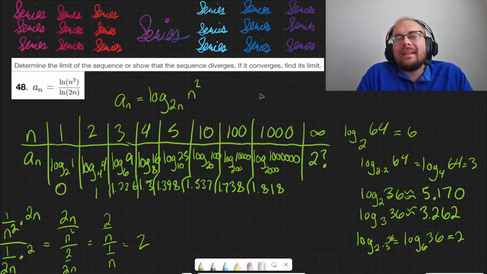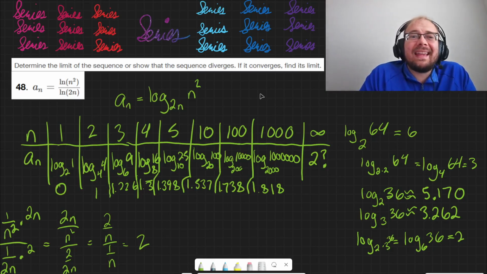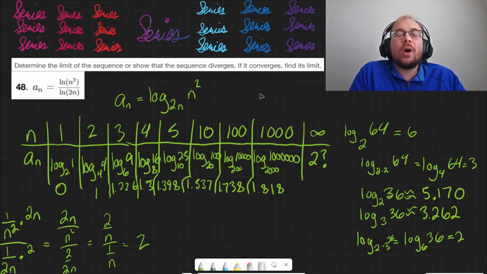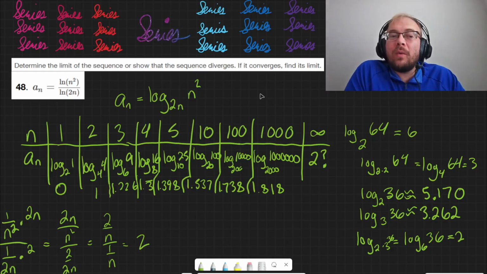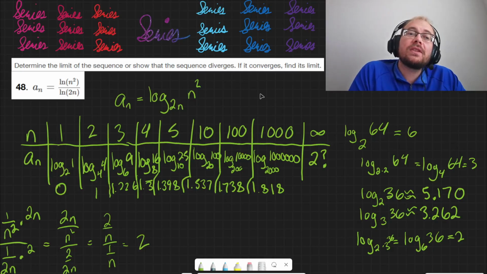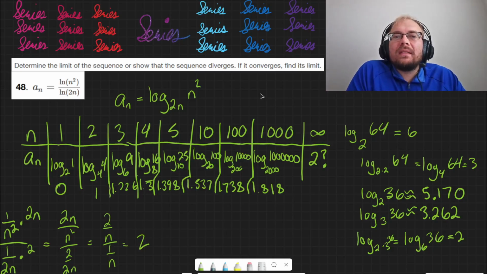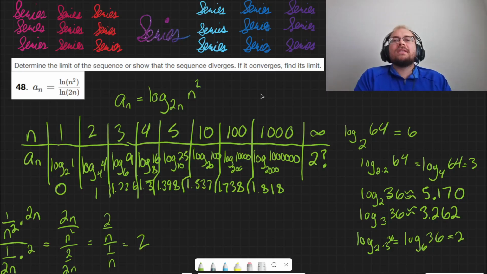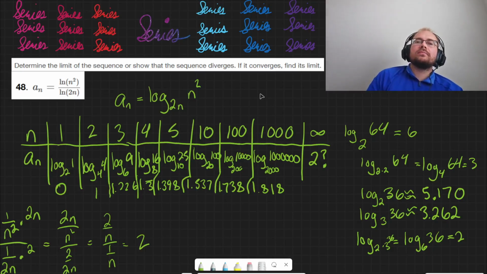So that ends up being the answer. And they didn't say what method you had to use, so you can use whatever method you want. And I think L'Hopital's rule would probably be the best way to do this one. So the limit of the sequence, aka the limit as n goes to infinity of a sub n, would be 2. So it converges, and it converges to 2.